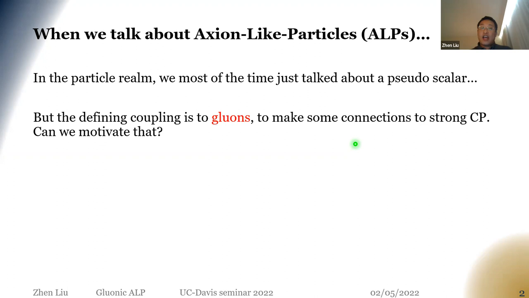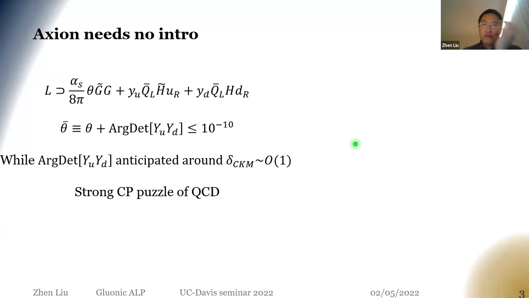The question is, can we motivate that scenario where the axion-like particles still couple to gluons without the weird tuning of the EFT Wilson coefficients? And can we also probe them? So I would dedicate this talk to my recent explorations along this line. Okay, so we don't really need an introduction to the axions.